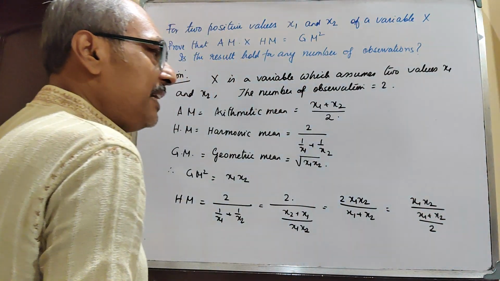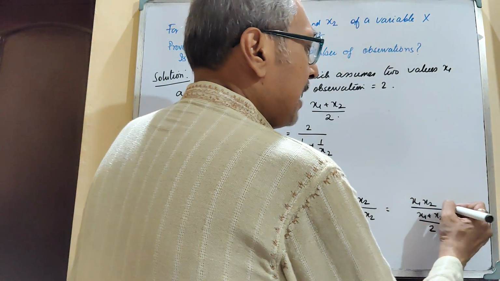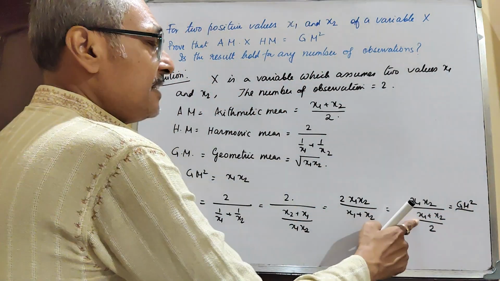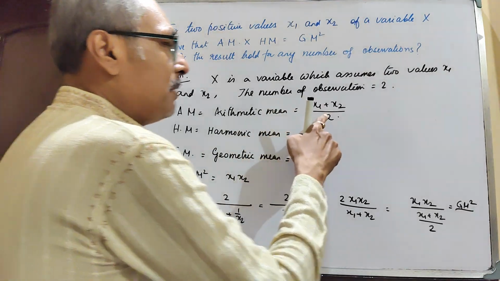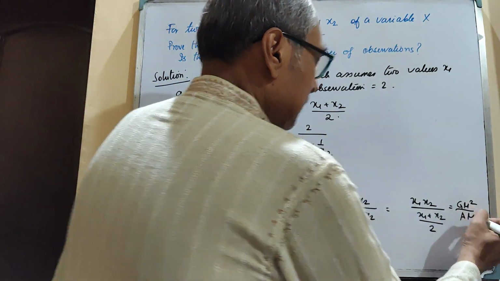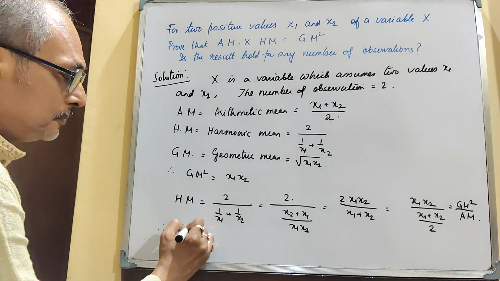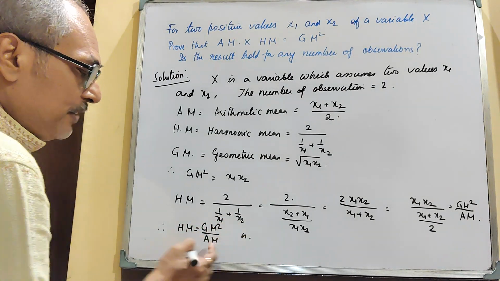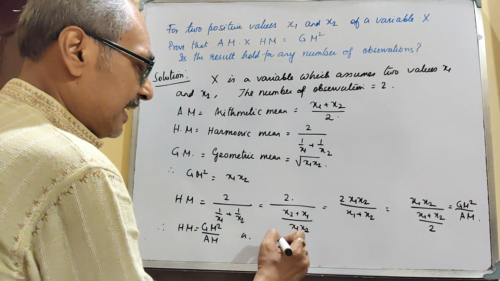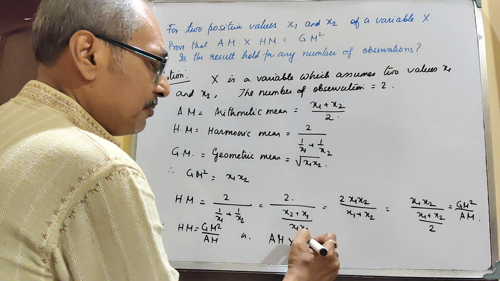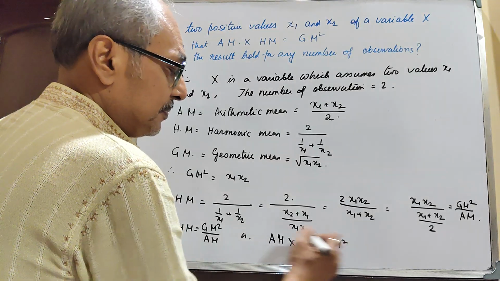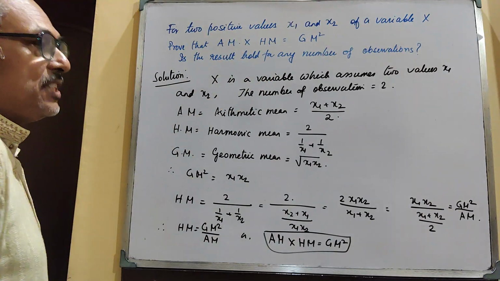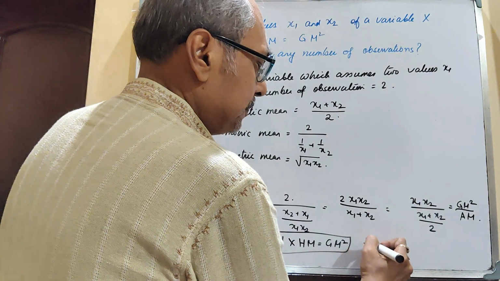What is x1 into x2? This is basically GM square, and this is AM. AM equals x1 plus x2 by 2. Therefore, HM equals GM square by AM, or we just cross multiply, that is AM into HM equals GM square. Hence, this is proved that AM into HM equals GM square.